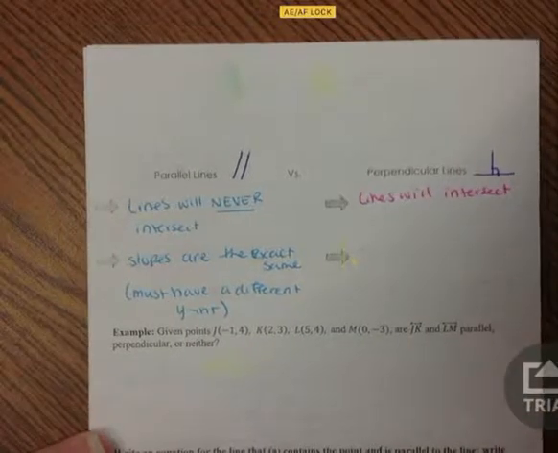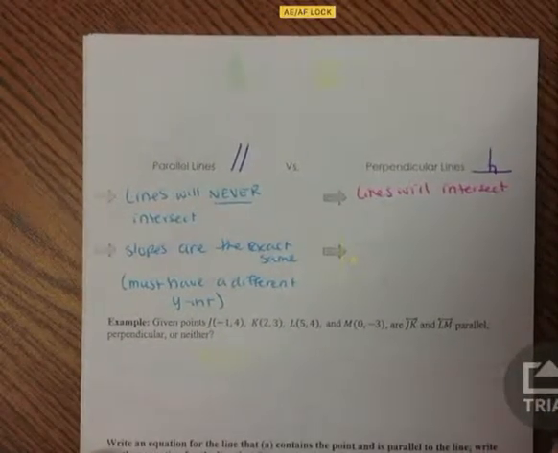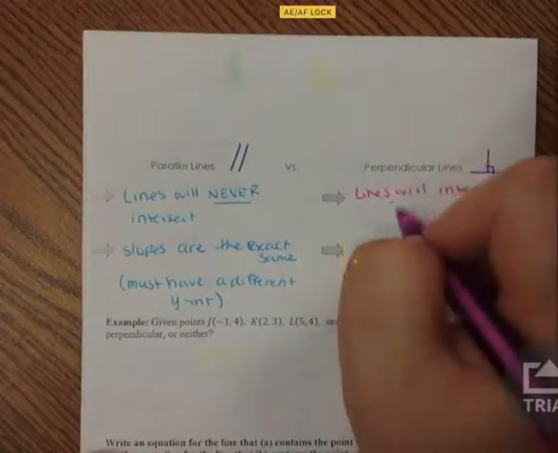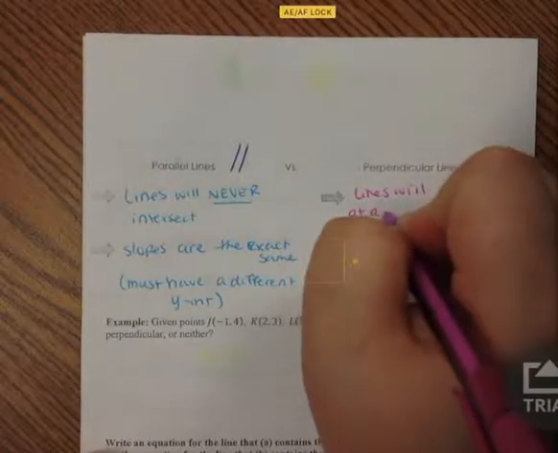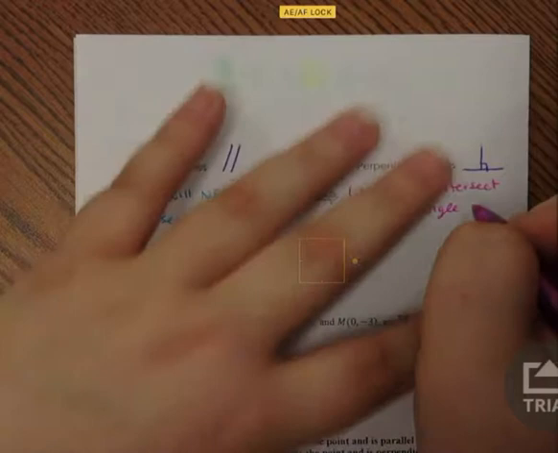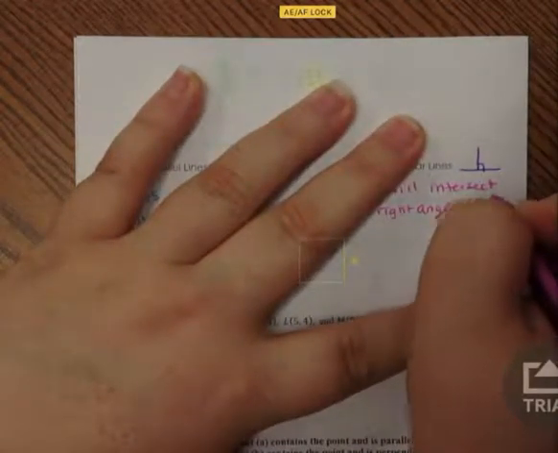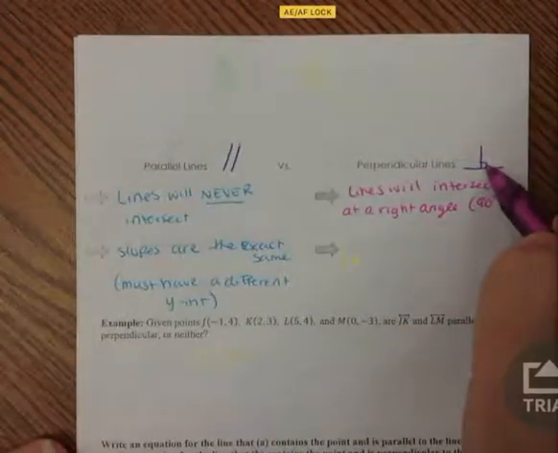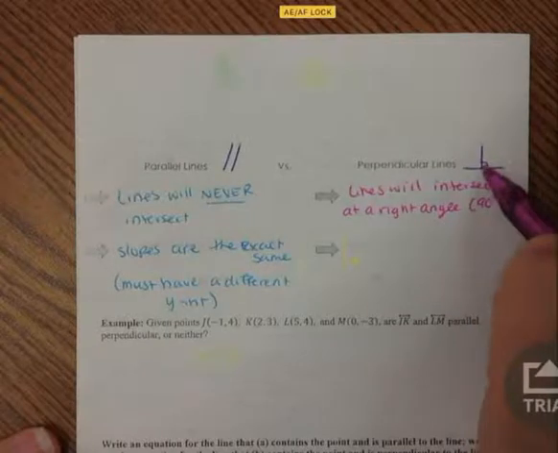But it's at a very specific intersection. It's not just intersecting lines. They will intersect at a right angle. And a right angle is an angle that's 90 degrees. That's what this little box is for. It shows you that they're perpendicular. It shows it's a right angle.